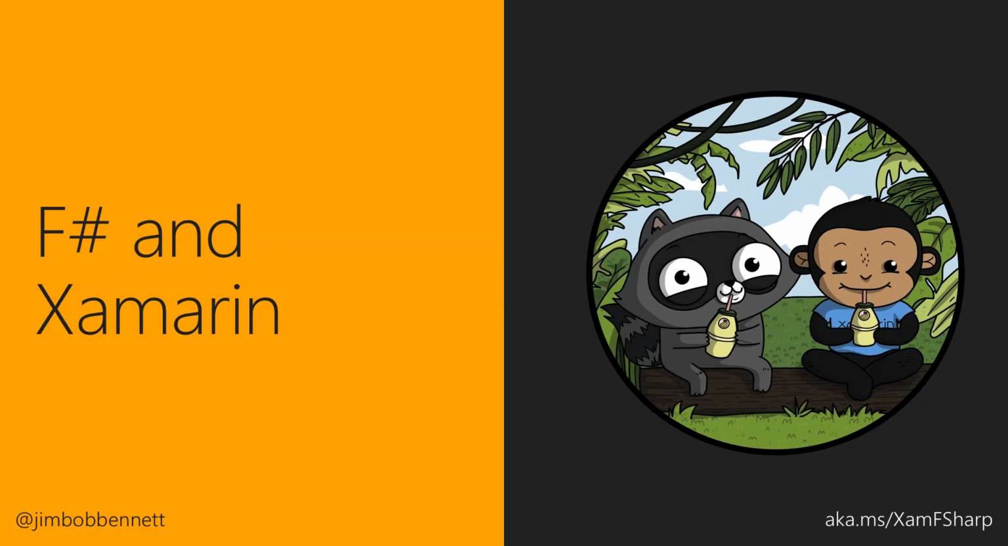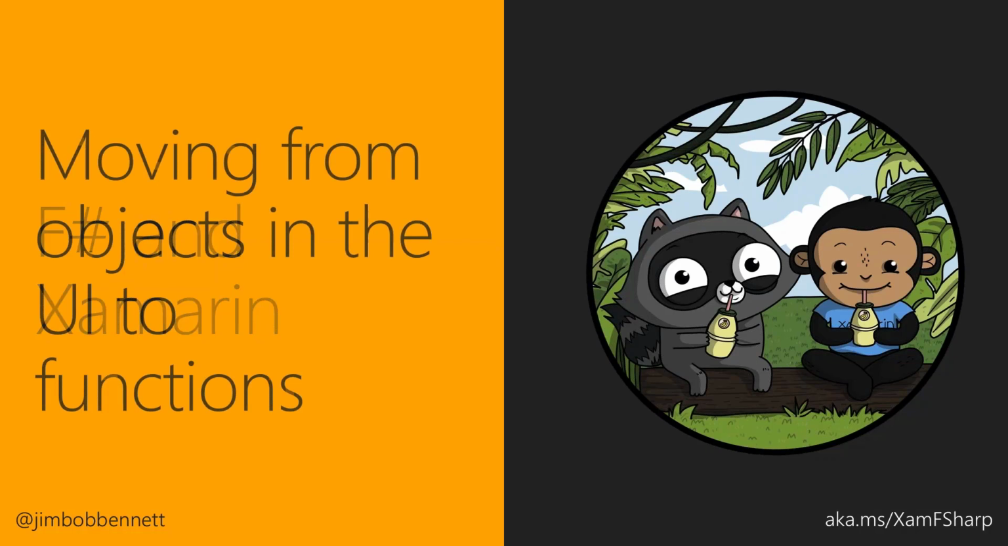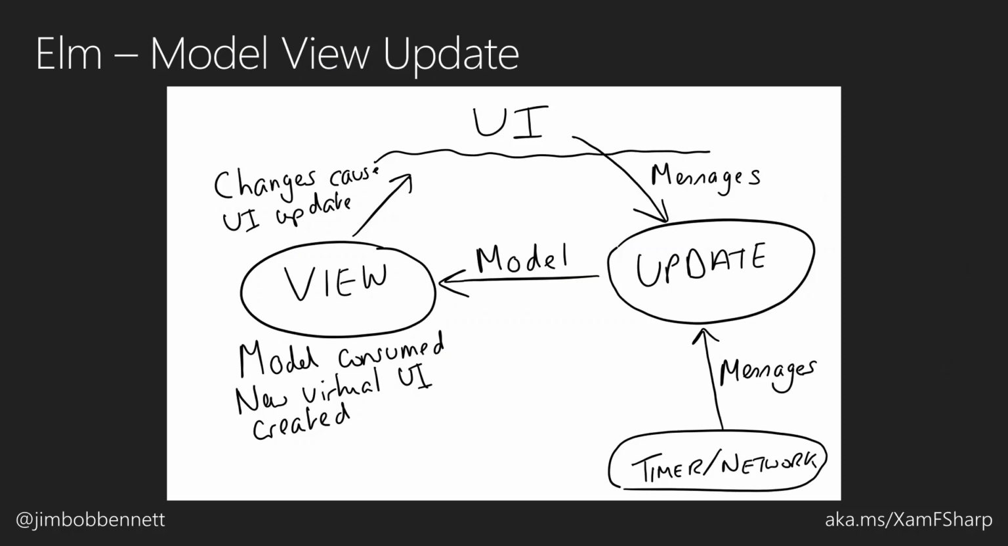And that's a problem that people have been trying to solve for a while. How do we do this move from objects in the UI to functions? And there's a great solution to this problem that came out of the JavaScript community. With JavaScript, you can write functional programming if you want to, but with HTML, your DOM is objects. So how do you tie up functional JavaScript with HTML? And they came up with this idea, which is called Elm.